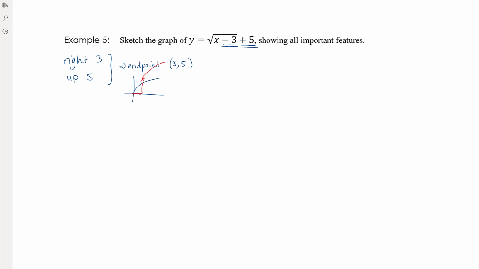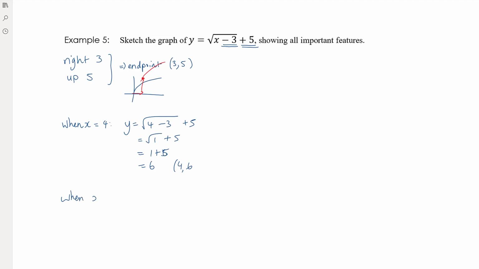Sub in something that's going to give you a nice square number, so maybe, when x equals 4, for example, would give us y equals the square root of 4 minus 3, so that's square root of 1. So that's just 1 plus 5, which is 6. So it goes through the point (4, 6). You can pick another number, but try to avoid surds if you can.